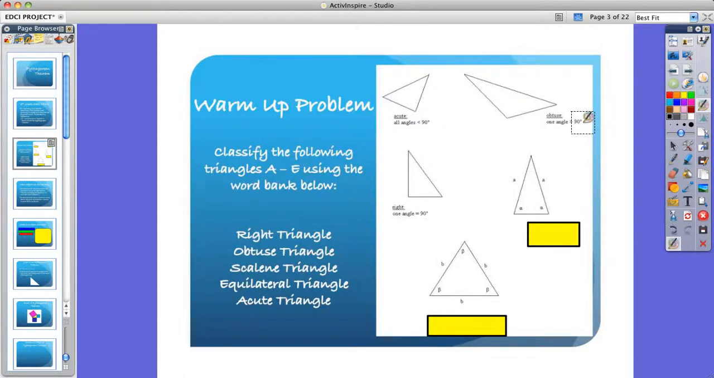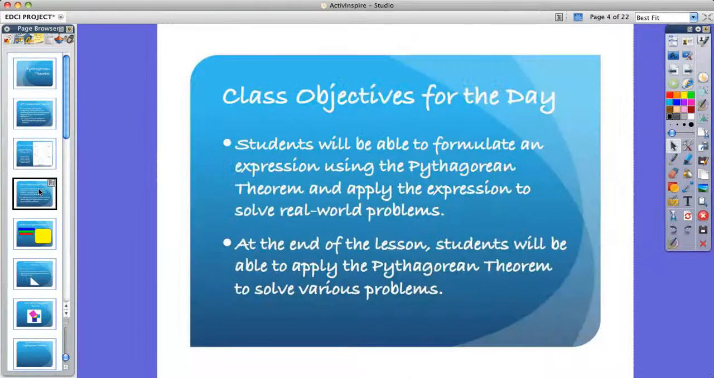Who would like to try the next one? I do. Okay, go ahead. This is an equilateral triangle. Good, good. And I think the last one's a scalene triangle. Or isosceles triangle. That's awesome. There you go. All right, now that we've gone through the warm-up and looked at the things that you know, we'll go on to the next slide.